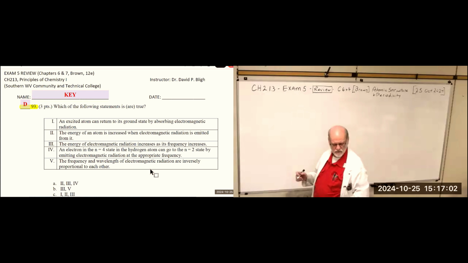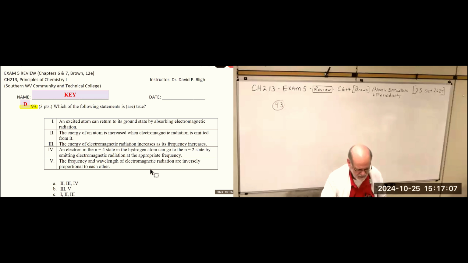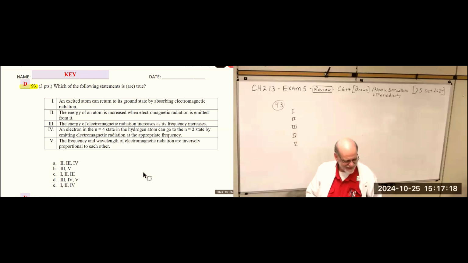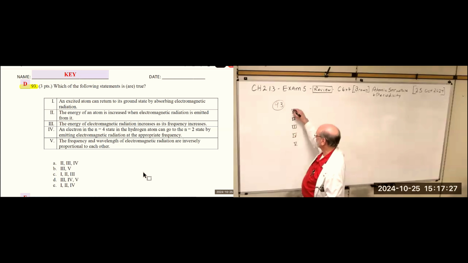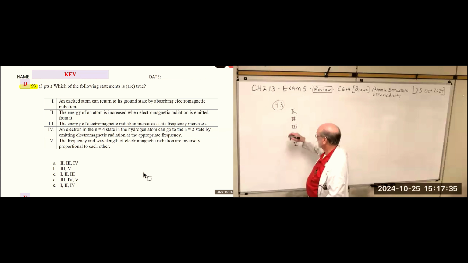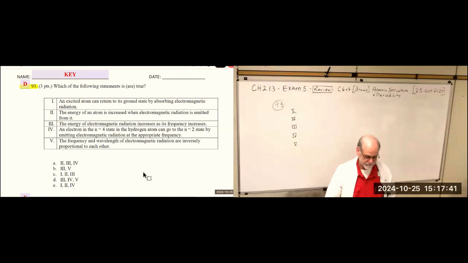Which of the following statements is or are true? 93. Okay. 1 through 5. Which ones are true? An excited atom can return to its ground state by absorbing electromagnetic radiation. It's the other way around. So that was false. The energy of an atom is increased when electromagnetic radiation is emitted. No, it decreases. We got to conserve energy. If it gives up energy, the energy of the atom has to decrease.